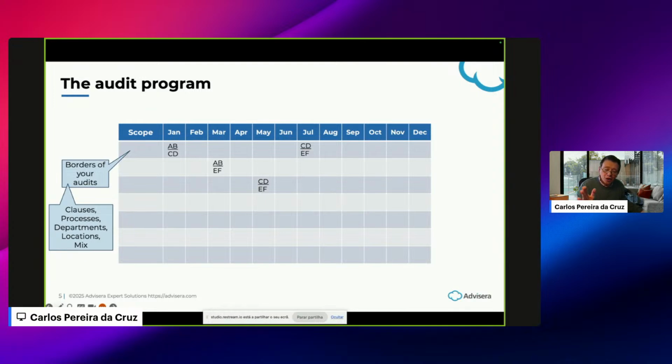My advice is to use something that the auditees understand. Sometimes if you put clauses, no one understands. No one knows what is included in clause 7 of ISO 27001.